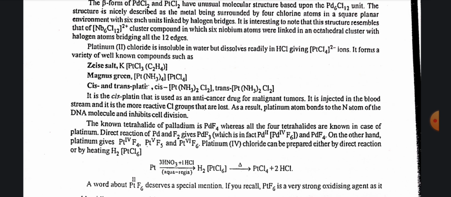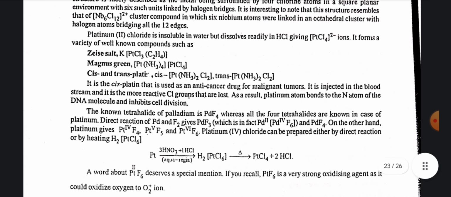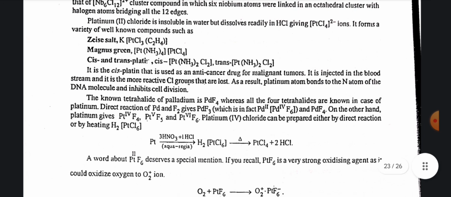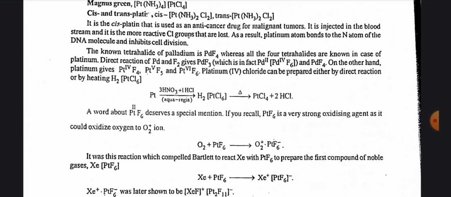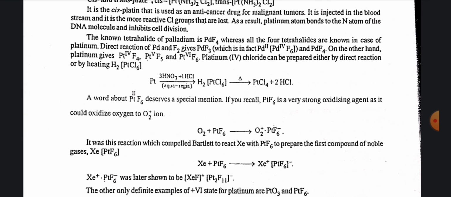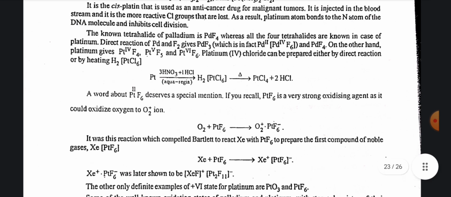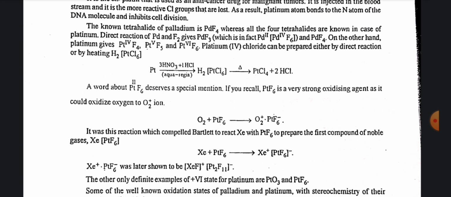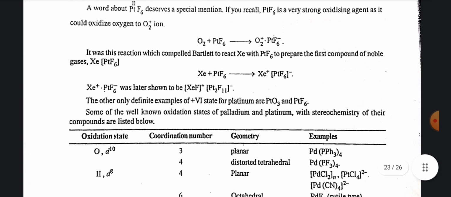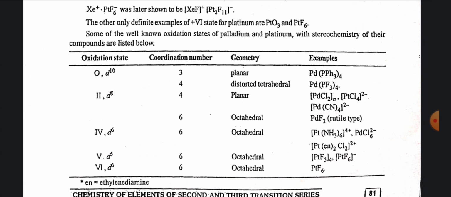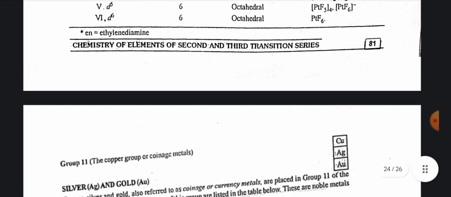It is interesting to note that the structure resembles that of the cluster compound in which 6 niobium atoms are linked in an octahedral cluster with the halogen atoms bridging all the 12 edges. Cisplatin is used as an anti-cancer drug for malignant tumors. It is injected in the bloodstream and it is the more reactive Cl groups that are lost. As a result, the platinum atom bonds to the N atom of the DNA molecule and inhibits cell division. The only definite examples of the +6 state for platinum are PtO3 and PtF6.